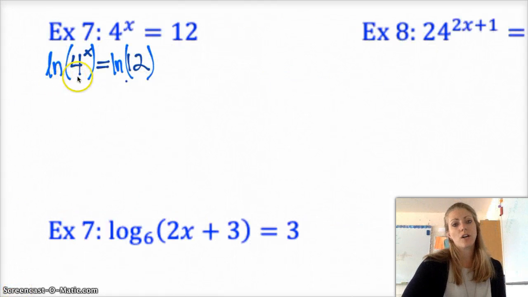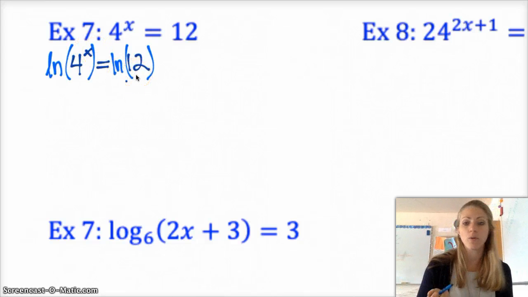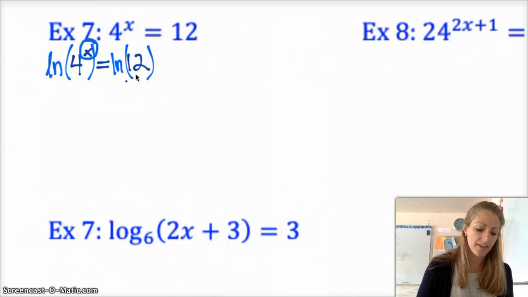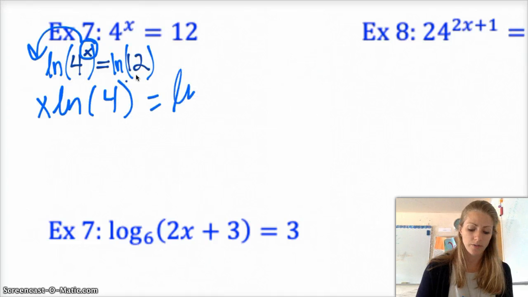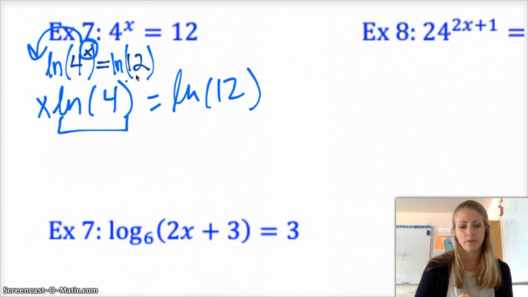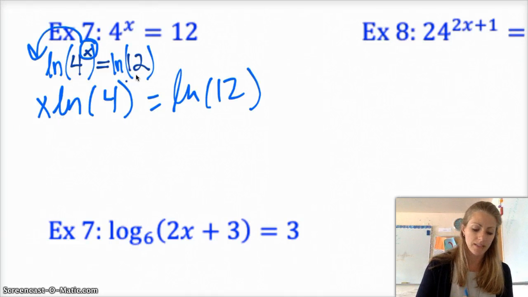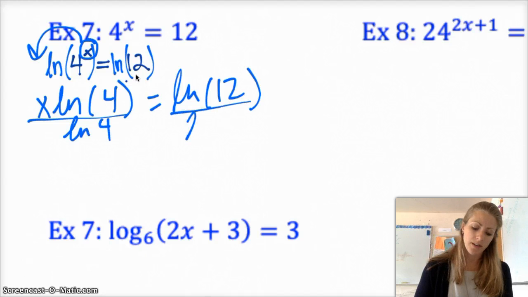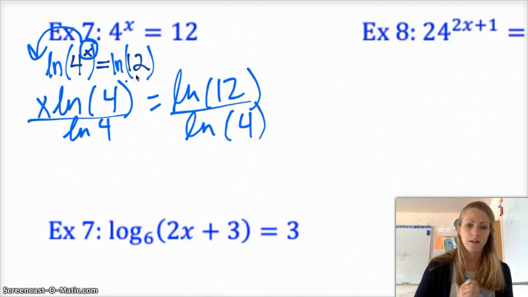So now I have natural log of 4 to the x equals the natural log of 12. Now I can use the power rule because it's inside a log, and that x can come out. So I have x times the natural log of 4 equals the natural log of 12. Remember that the natural log of 4 is just a number, so it's x times a number. So to get x alone, I can divide both sides by the natural log of 4 and get my final answer.